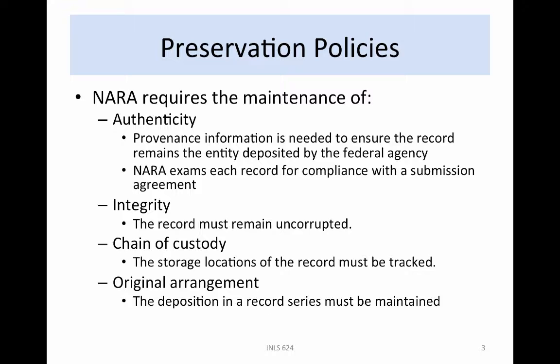Integrity means the record has not been corrupted. A checksum created at the original deposition is still valid and can be verified. Chain of custody means that all storage locations where the record was stored can be tracked along with the persons who had administrative access to the record.